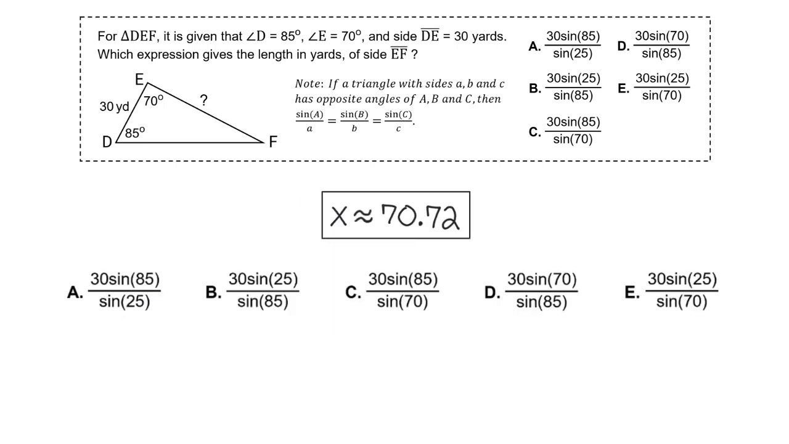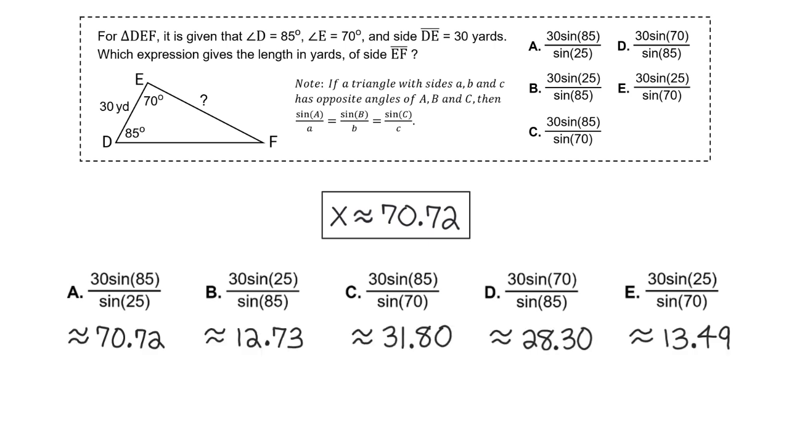Now that we know the answer is about 70.72, you can change your answer choices to decimals and see which one matches up. If you change them to decimals, it looks like the one that's going to match up is A. So the final answer is A.